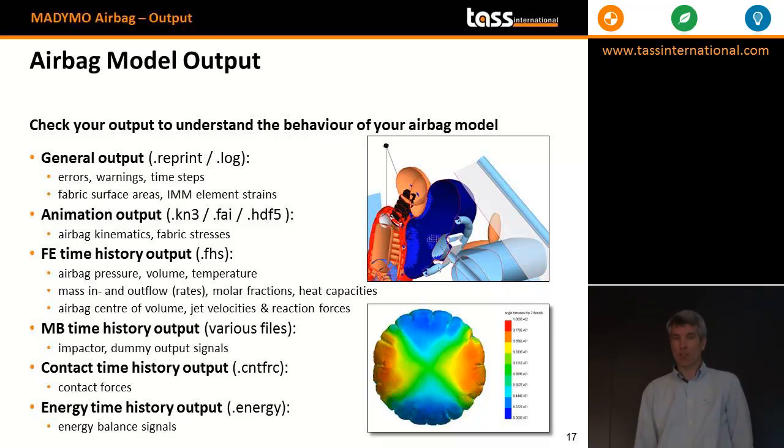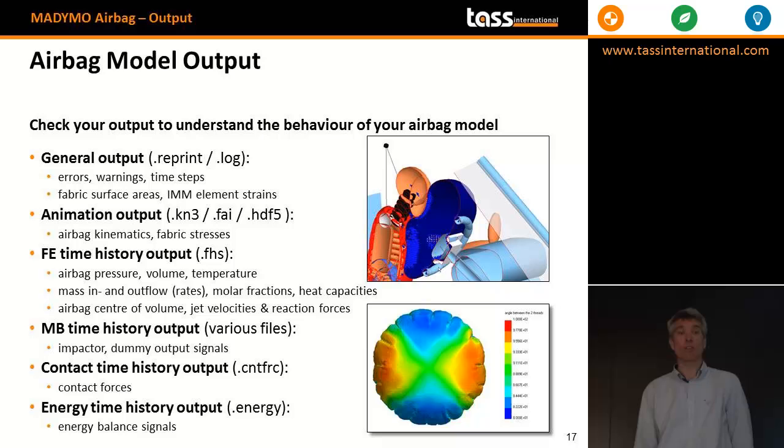Besides the animation and general output, you can focus on FE time history. For example, airbag pressure, volume, the temperature, but also the in and outflow. Maybe you're even interested to look at the rates of outflow. For that you have to take the derivative in your post-processor, because that might give an indication where a large amount of outflow is occurring, which you might not be able to detect in the mass outflow itself.